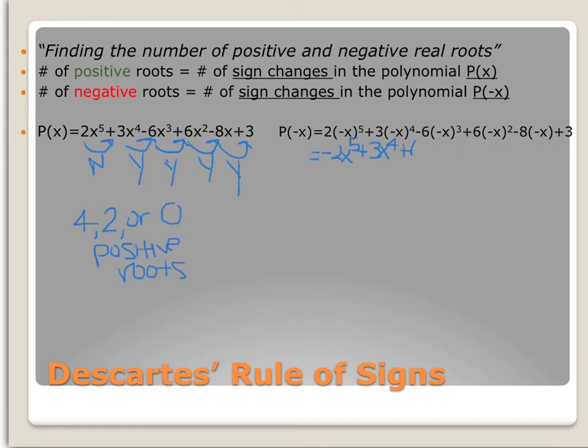Once again, we're going through and marking down what our changes of sign are. Negative 2 to a positive 3 is yes. Positive 3 to a positive 6 is no. Positive 6 to another positive 6 is no. Positive 6 to a positive 8 once again is no. And finally, a positive 8 to a positive 3 is no. So there will only be one negative sign change. This is a way for us to see if we have positive and negative real roots and how many different options there would be. It's really a great information gathering technique.